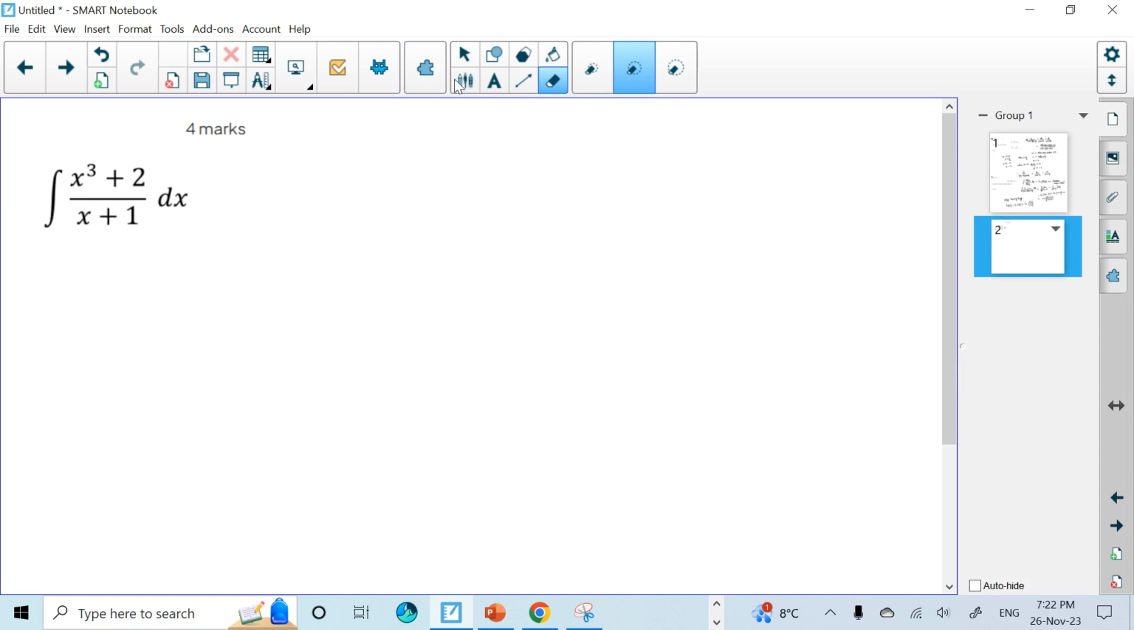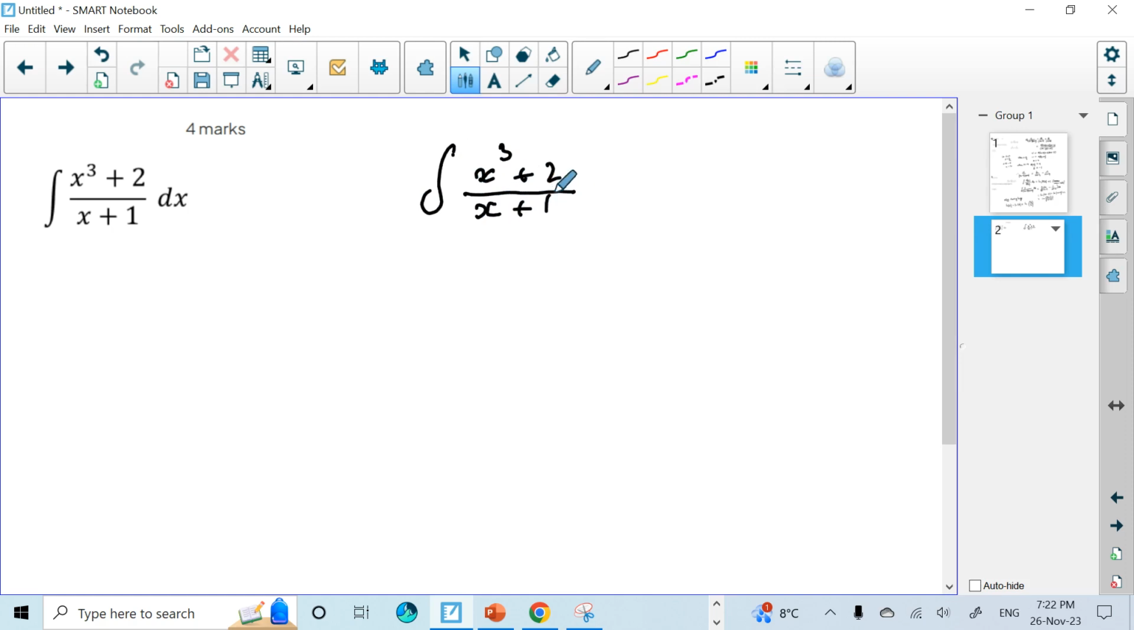My pen is not working, and this is all real time. So, for 4 marks, we've got the integral of x cubed plus 2 divided by x plus 1, which means, if I do it here, this is x cubed plus 0x squared plus 0x and then plus 1, all divided by x plus 1. And you have to ask yourself, what do I have to multiply x plus 1 by in order to get x cubed? Well, surely you're going to multiply by x squared.